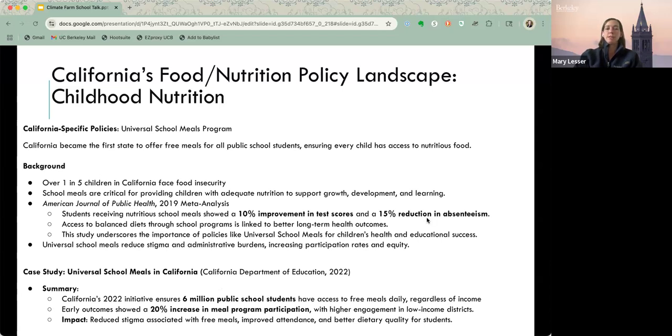In 2022, universal school meals went into effect. A very early evaluation of the program, partway through 2022, showed that 6 million public school students had access to free meals daily, regardless of their income. Those outcomes showed a 20% increase in meal program participation. Compared to prior to the initiation of universal school meals, there was higher engagement in the lower income districts, those families with lower take-home income versus other districts.